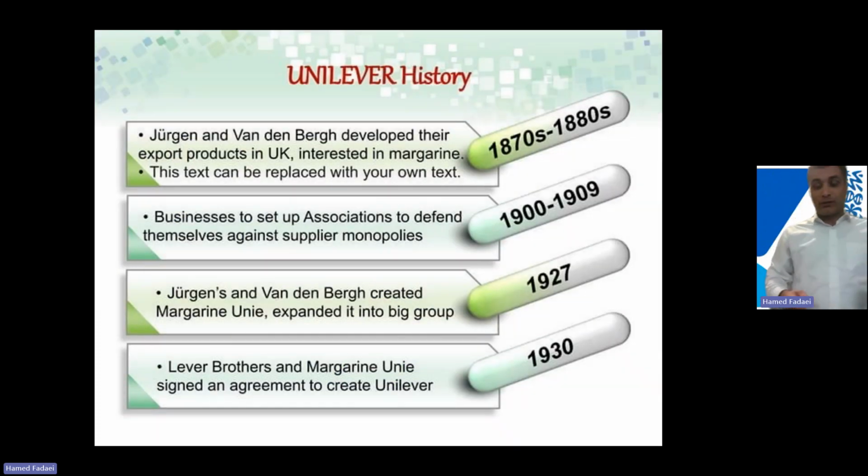First of all, I'm going to talk about the Unilever history. Jurgens and Van den Bergh developed their export produce in the UK in 1870 to 1888. And then the business set up an association to defend themselves against the supplier monopolies in 1900 to 1909. And Jurgens and Van den Bergh created the Margarine Union, expanded it to the big groups in 1927, and the Lever brothers and the Margarine Union signed the agreement to create Unilever in 1930.